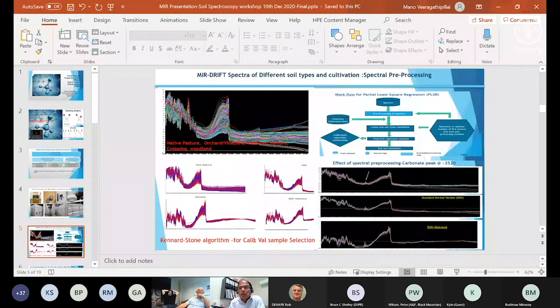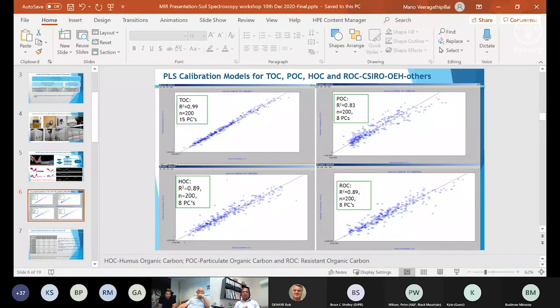How does the data look? We do some pre-processing like SNV or detrend if needed, based on the output we get in the modeling program. Pre-processing is not always necessary, but sometimes it's very helpful. As you can see, for the carbonate, pre-processing helped to improve the peaks. This is the calibration. We jointly contributed to the CSIRO carbon fraction calibration, where total organic carbon, particulate organic carbon, humus, and resistant organic carbon were predicted using 200 samples, because it's extremely expensive to do the NMR analysis.